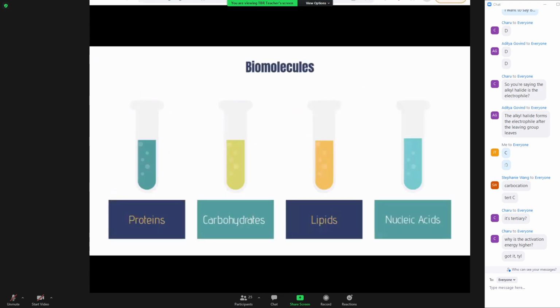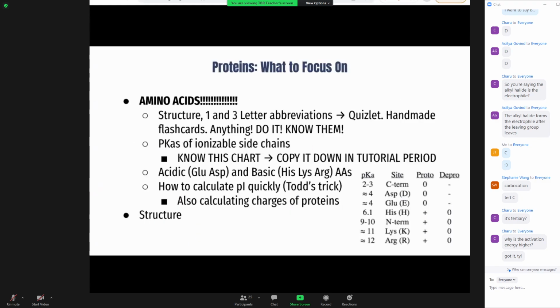And I know this might be your third biomolecules lecture, so I'm not sure what exactly has been gone over already. So I'm just going to do an overview of biomolecules and let you know what I think is important to know, based on my experience studying for the MCAT and taking the exam. So with proteins, what to focus on?